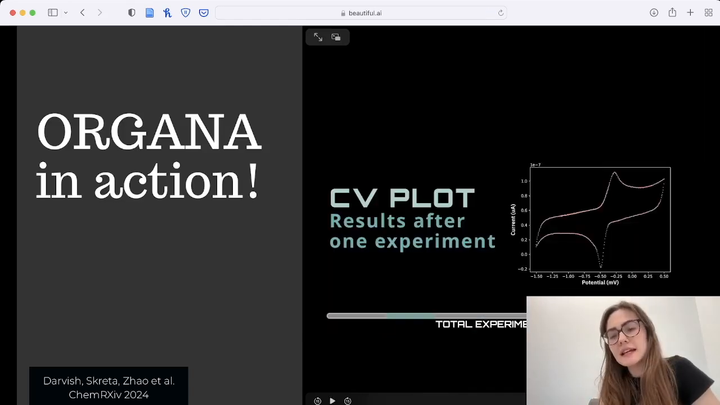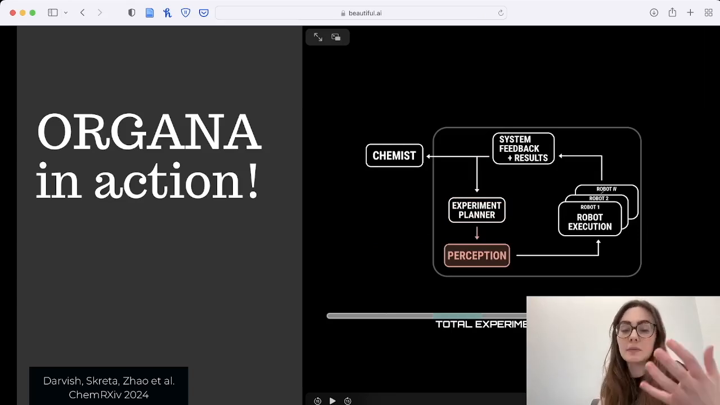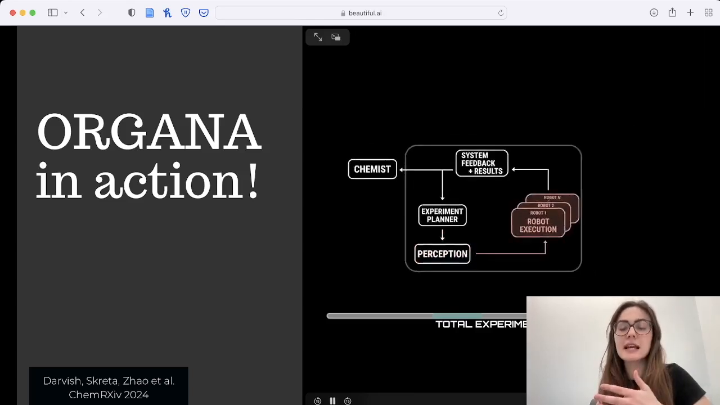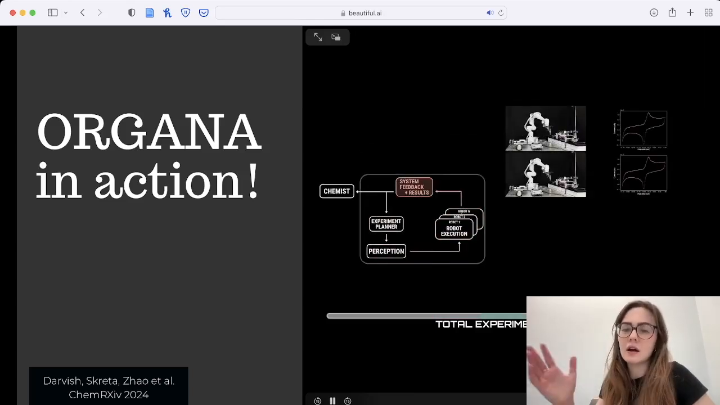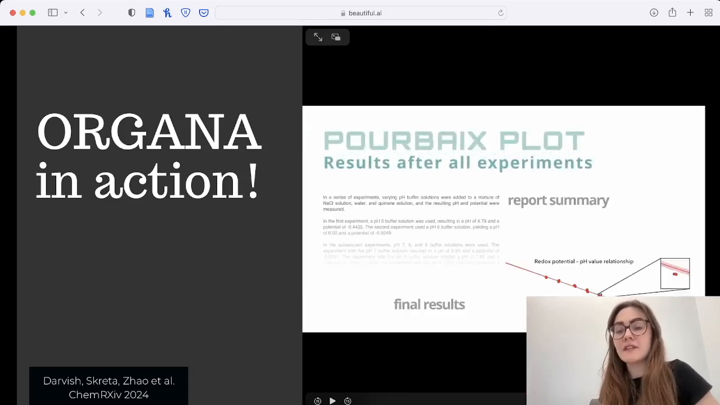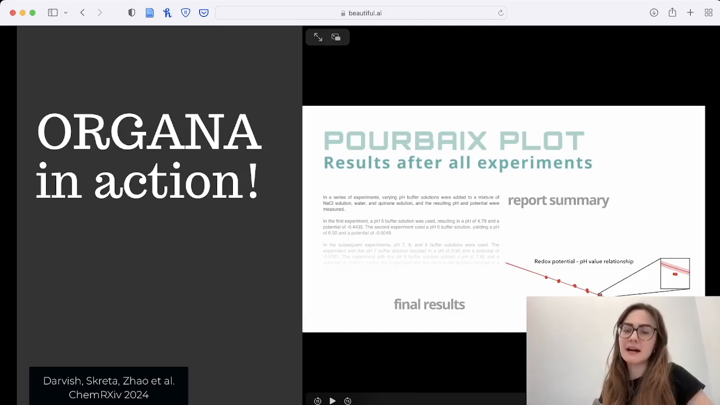Here is the analysis after one experiment that ORGANA is doing. Based on the initial interaction, the human said that the experiment should be done 6 times and with different conditions, and so now ORGANA is doing the remainder of the experiments. Now after all the experiments are done, ORGANA is generating the final report for the human so that the human can have a summary of exactly what happened, as well as the final results and the outcome of the experiment.